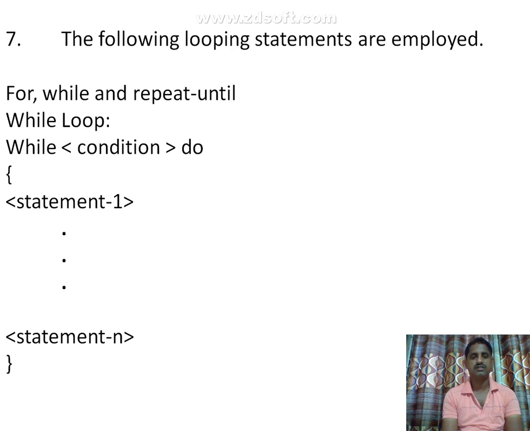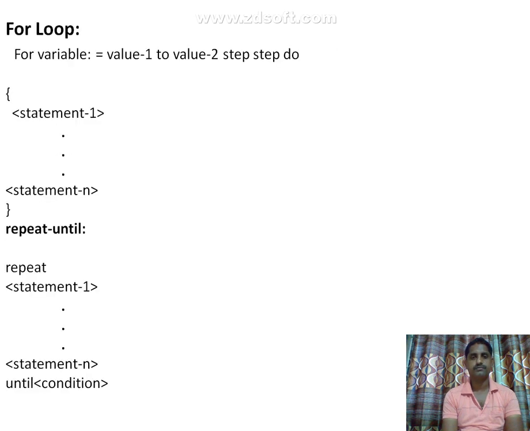This is the structure of the loop. Go for the for loop: for variable equal to value 1 to value 2, do, step 1, step 2, and so on. And repeat: statement 1 and so on to statement n, until the condition. You can also use the for loop here.